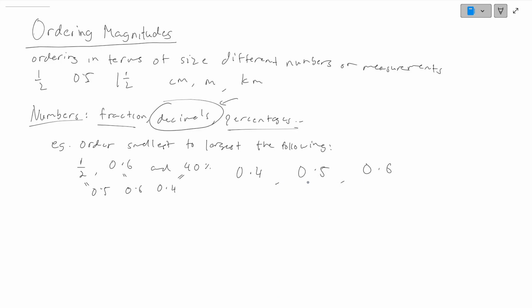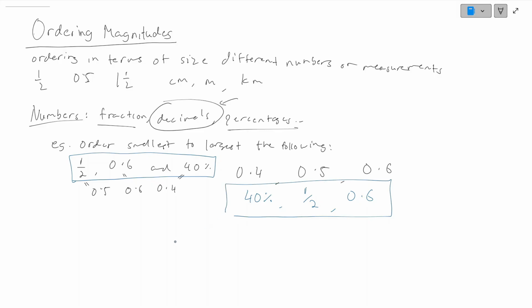But remember, that's not the answer because that's not the values that they gave you. They gave you the values in this format. So we're going to write our final answer in this format as well. 0.4 was represented by 40%. 0.5 was represented by 1/2. And 0.6 was represented by 0.6. So that is the numbers ordered from smallest to largest.